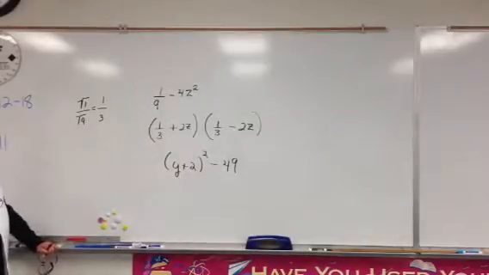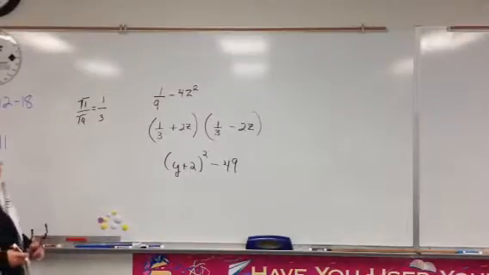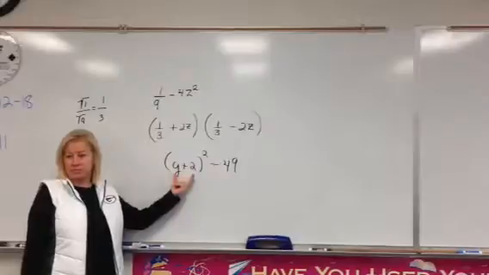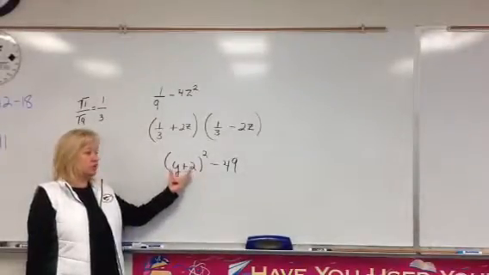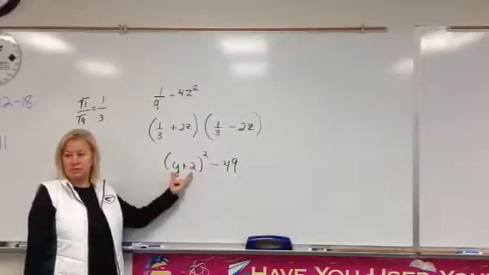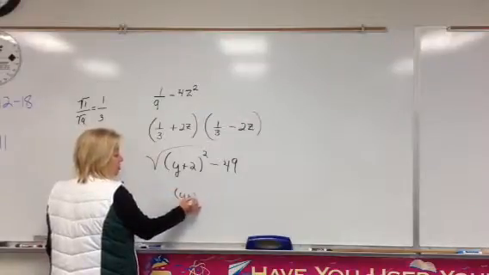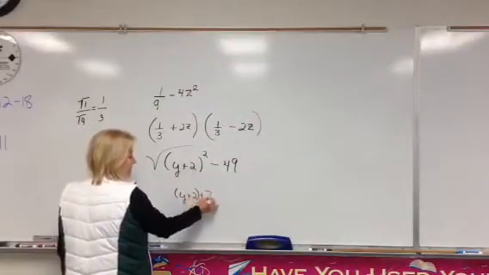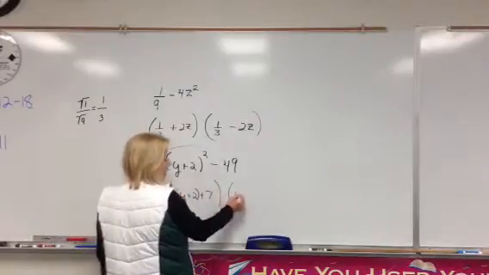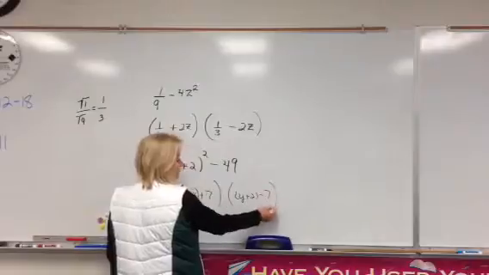Here's another one, interesting one. This is really like your x squared. So if I took the square root of this, or took one of them, what would it be? What would I use? Y plus 2. If I took the square root of this, you're going to use one of them. Y plus 2 plus 7. Y plus 2 minus 7.